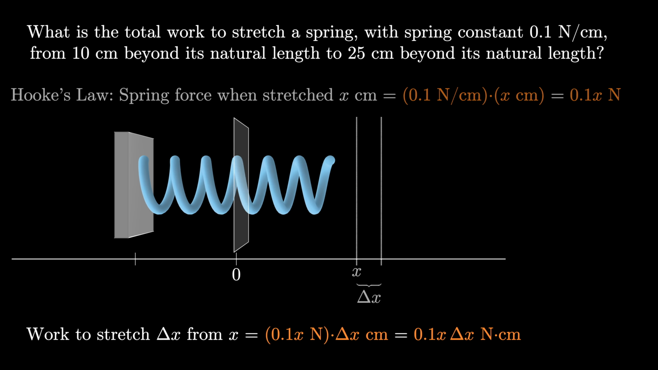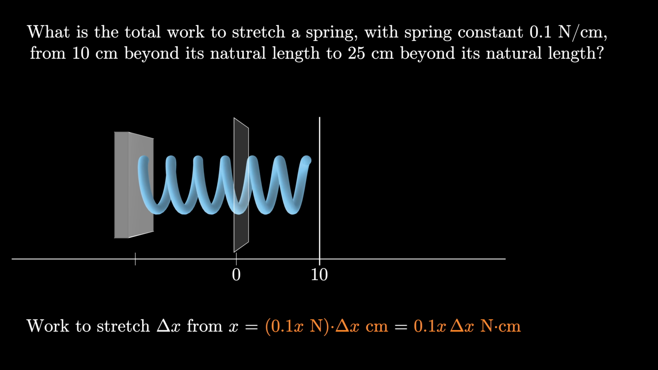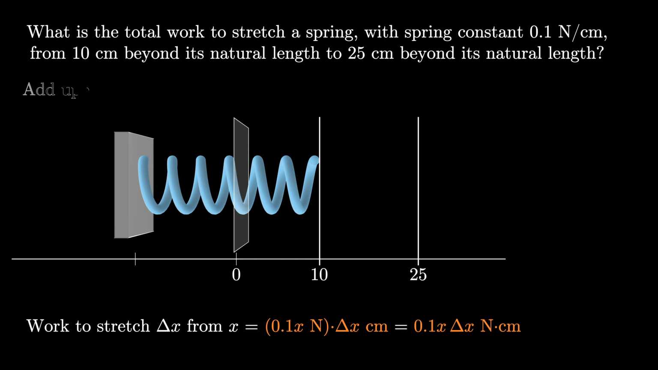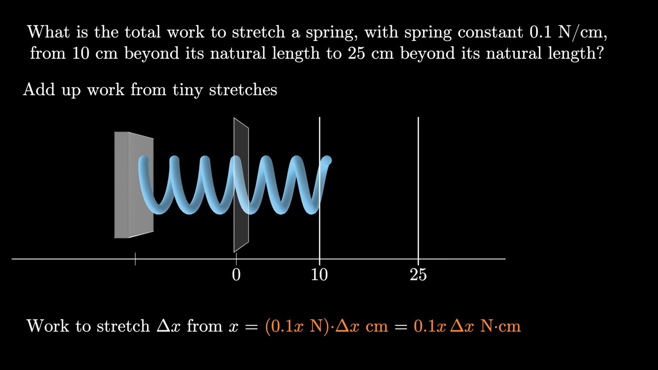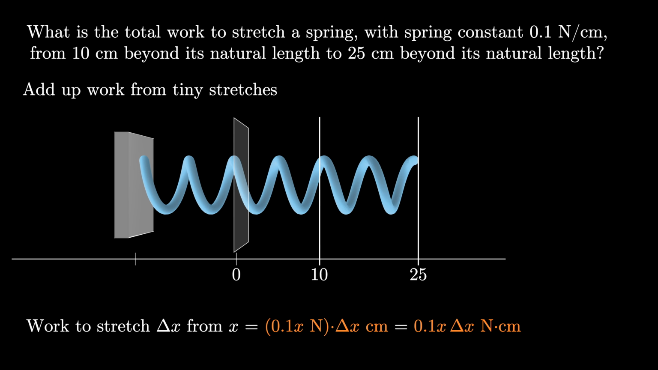With this computation in hand, we can answer the desired question. If we start with the spring stretched 10 centimeters from its natural length, we can imagine continually stretching the spring small distances, computing the work on those small stretches until the spring reaches the desired distance of 25 centimeters from its natural length. Then we add up the work from all those tiny stretches, which gives 0.1 x sub 1 delta x plus 0.1 x sub 2 delta x, and so on up to 0.1 x sub n delta x.